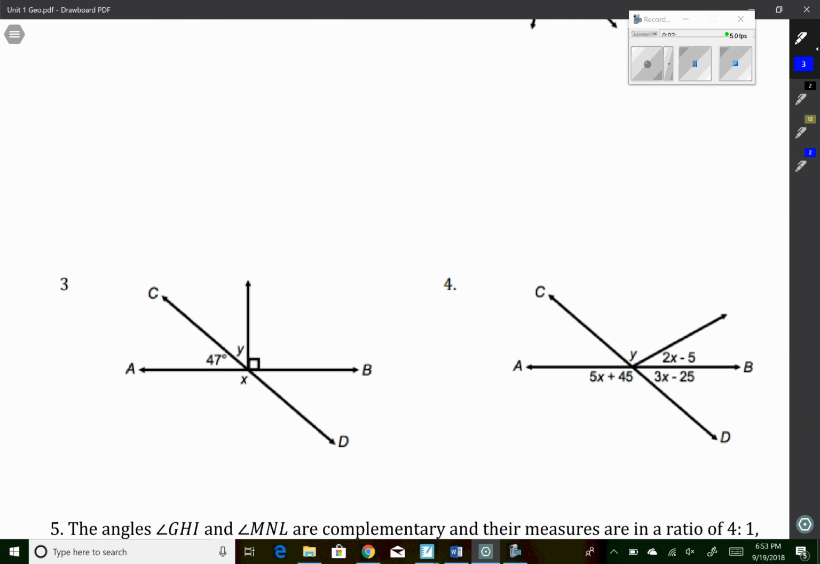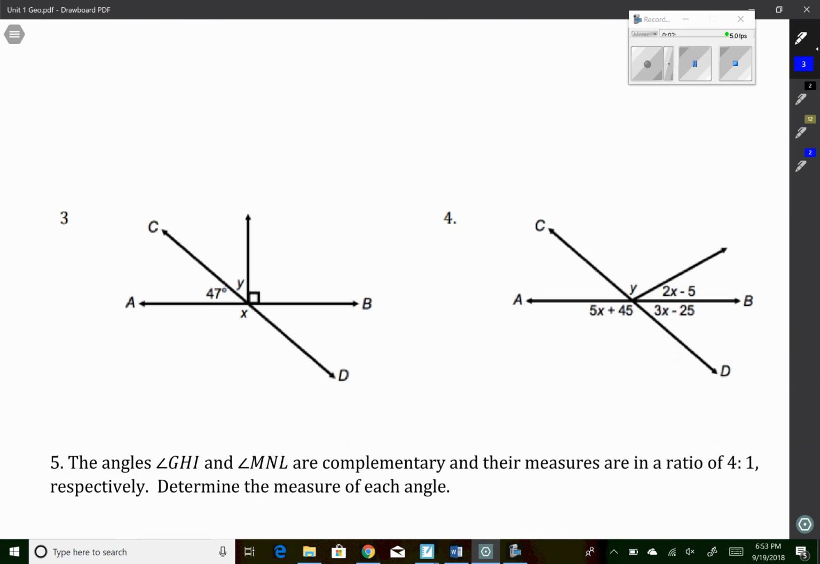The next question was a bit more challenging. Notice there's 2 variables for us to find. So the first angle that I want to find is y. These 2 angles together make 90, so I know that y and 47 are complementary. So if I take 90 and subtract 47, I'm left with 43. So that means y is equal to 43 degrees.